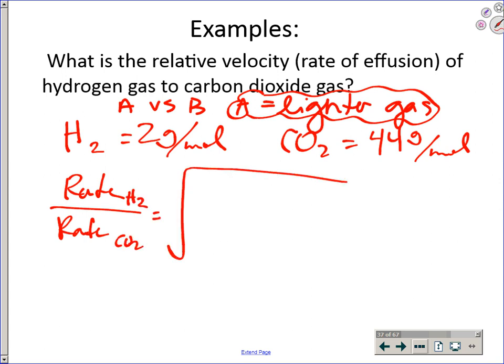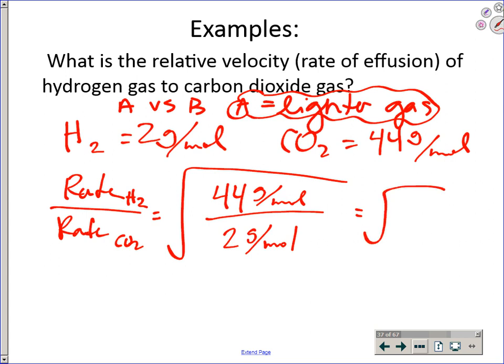And then we're going to set it up with what on top? Good, it's inverted. So CO2's mass will go on top. That's 44 grams per mole. And who's going to go on bottom? The hydrogen gas. All right, so I know that you can simplify 44 divided by 2. What is that? 22, right? But I don't necessarily know the square root of 22, hence why you need a calculator.